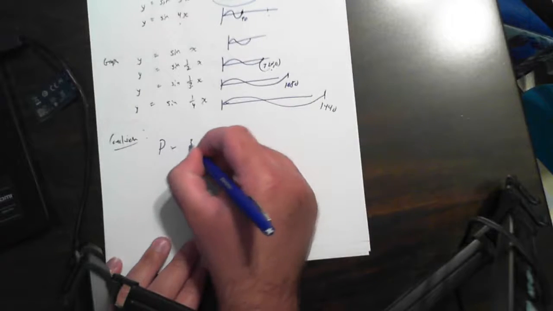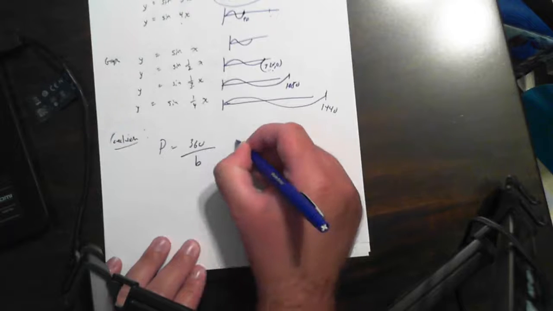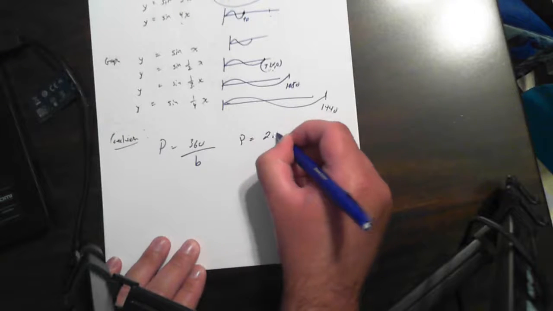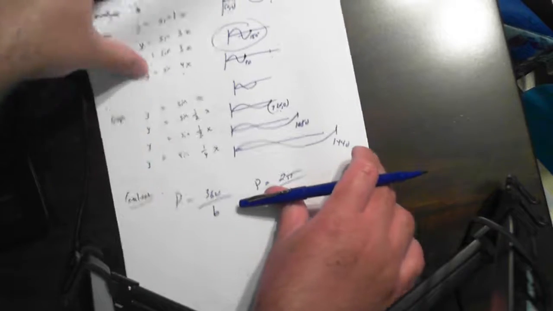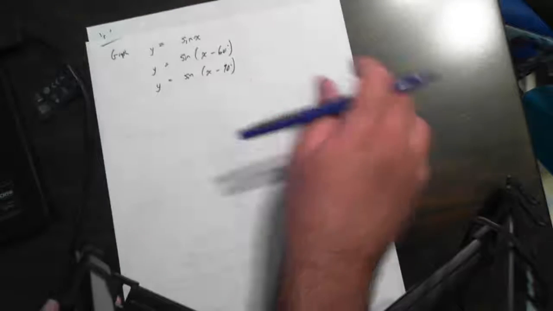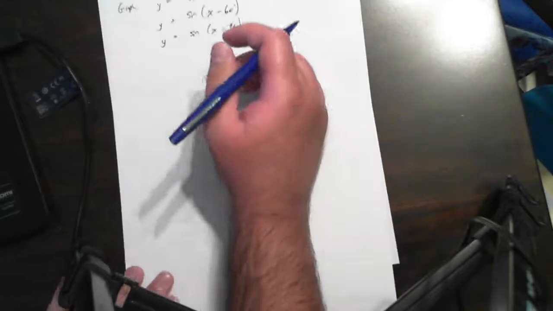So the conclusion here is that my b value allows me to find my period. So my period is 360 over b, or 2 pi over b if we're looking at radians. Okay? Moving on to c. So what I want you to go ahead and do is graph these three functions here. Pause the video and come back.